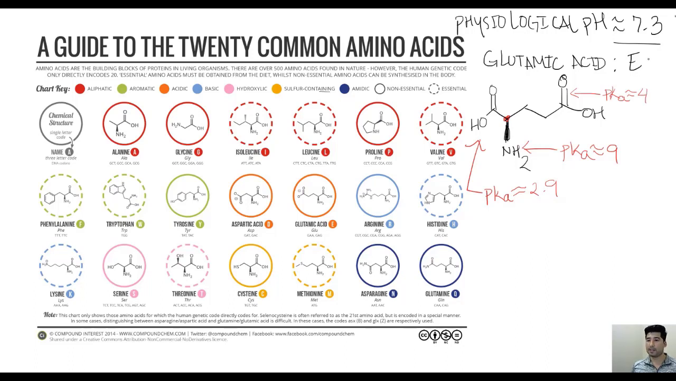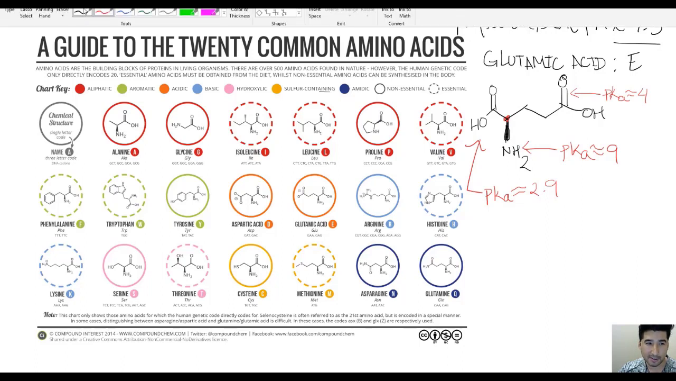Alright, so now you're probably confused. You're probably asking, why does this carboxylic acid have a pKa of 2.9 and this one have a pKa of 4? The reason for that is because pKa's are dependent, this is really important, pKa's are dependent on the environment that amino acid is in. So let's just take a tiny little detour to OChem 1.